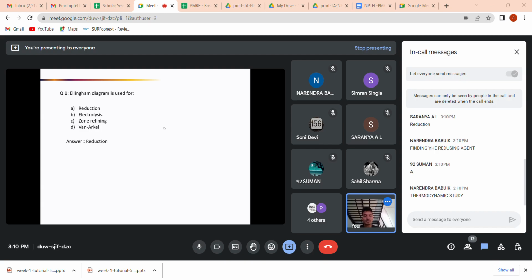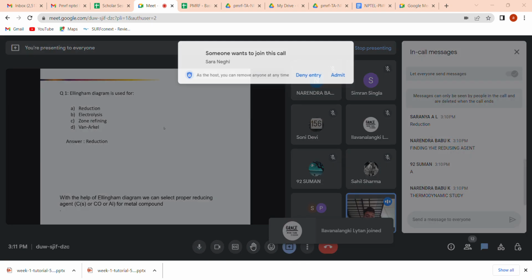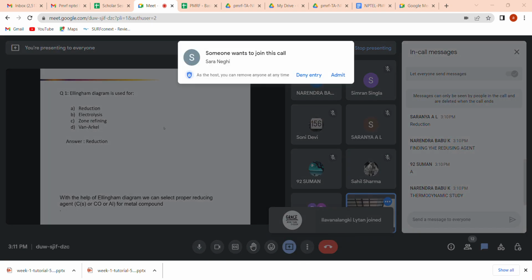The most efficient way of doing this is by reducing the metal from its oxidized form. The Ellingham diagram is one of the best ways to understand which metal to use, why it is used economically, and why we should use one metal to reduce another. With the help of the Ellingham diagram, we can select a proper reducing agent, that is carbon, carbon monoxide, or aluminum, for the metal compound.